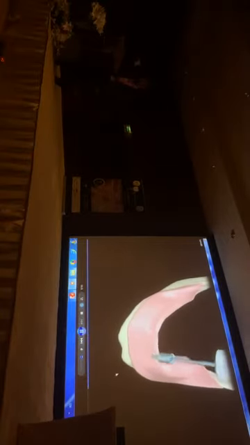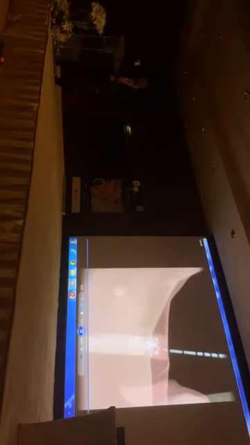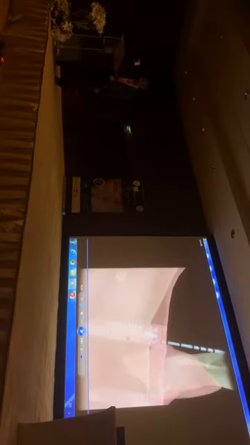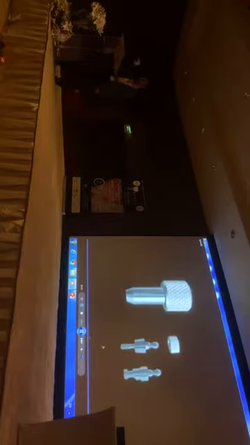Removing the healing abutment first, and then we will measure the tissue height. Accordingly, we can select our locator. As you can see here, this is the tissue height. We measure it over here from the implant platform to the height of the tissue. Then we can come back and put our locators.